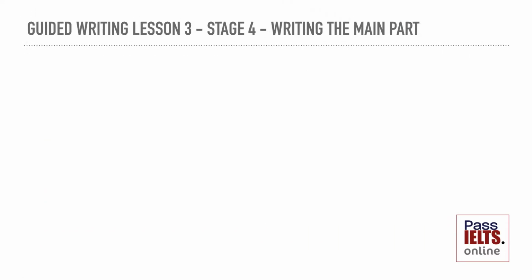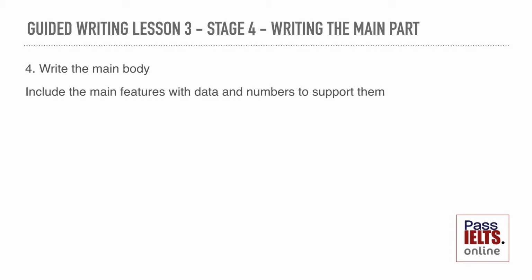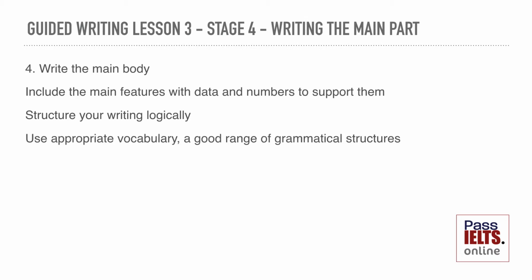Now you need to write the main body. You have to include the main features which you circled or chose in the planning stage. You need to support those with data and numbers from the chart. You also need to think about the structure of your writing, as it is important that it's well organised and progresses clearly in order to get a good score. It doesn't matter how you organise your writing, but it must be logical. Use appropriate vocabulary and a good range of grammatical structures. Here's my main body. I've started writing about mobile phones.